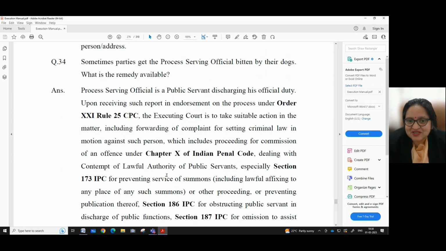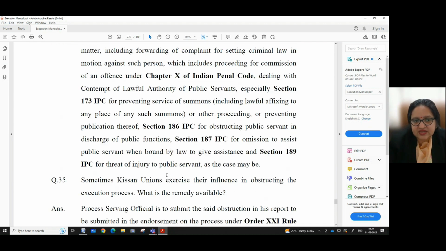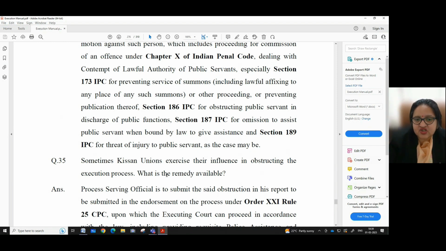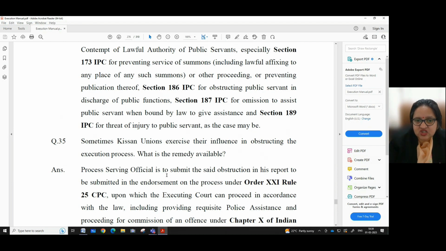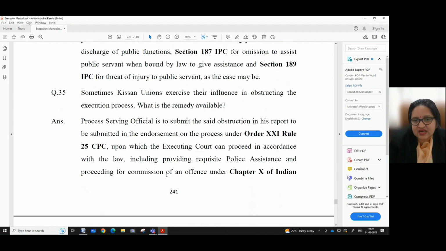Now, the process serving official is a public servant discharging his official duty. Upon receiving such report and endorsement on the process under Order 21, Rule 25 CPC, the executing court is to take suitable action in the matter, including forwarding of complaint for setting criminal law in motion against such person, which includes proceeding for commission of an offence under Chapter 10 of the Indian Penal Code, dealing with the contempt of lawful authority of public servants, especially Section 173 IPC for preventing service of summons, including lawful affixing to any place of any such summons or other proceeding, or preventing publication thereof, Section 186 IPC for obstructing public servant in discharge of public functions, Section 187 IPC for omission to assist public servant when bound by law to give assistance, and Section 189 IPC for threat of injury to public servant as the case may be.